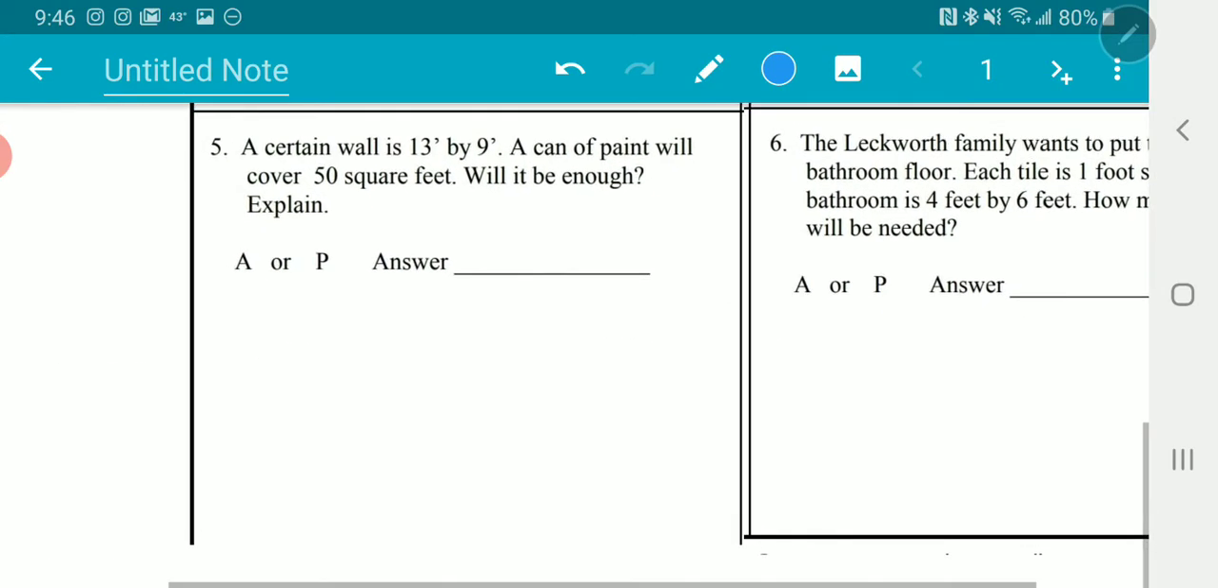And I'm going to go down to number 5. A certain wall is 13 by 9 feet. A can of paint will cover 50 square feet. Will it be enough? So this one's got a couple different parts. Now we're painting a wall. So when you're painting a wall, are you painting just the outside of it or are you painting the whole thing? In this case, you're going to be painting the whole thing, right? You don't want just paint around the edges of the wall.